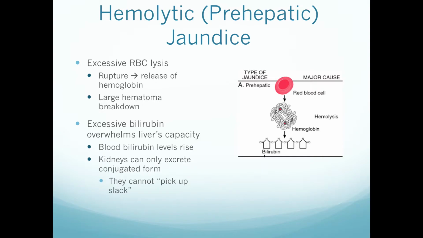And remember, the kidneys can't really pick up the slack because they can only excrete the conjugated form of bilirubin. So it still has to make its way to the liver to undergo this conjugation reaction with glucuronic acid so that it can be excreted from the body. Only 10% is excreted as urobilirubin. The rest is going to be through the feces. So this is a pretty straightforward form, hemolytic, and it's called prehepatic because this is a problem that comes before the liver. It has to do with a large amount of red blood cells being broken down.